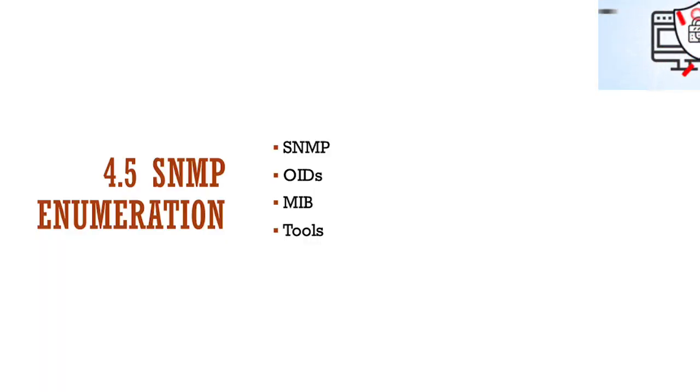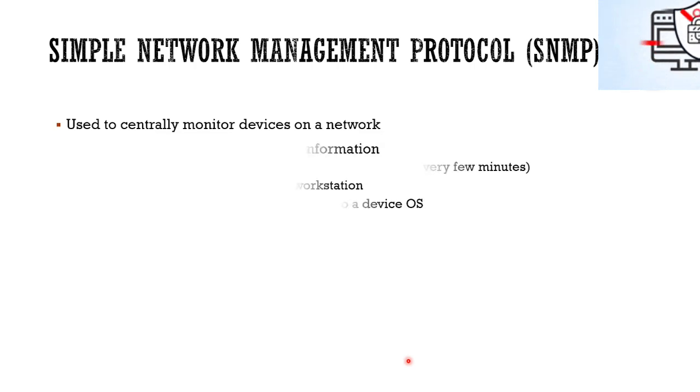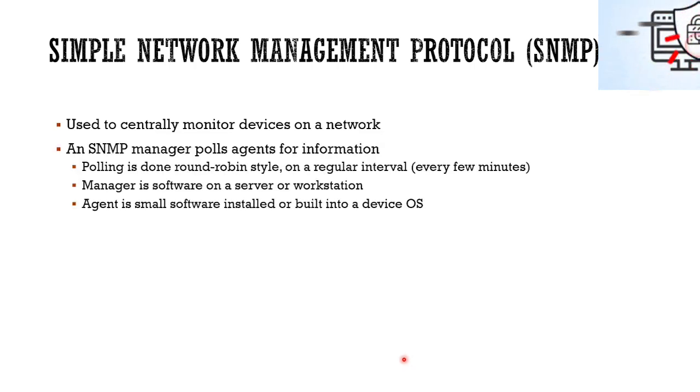Now let's talk about enumerating using SNMP, the Simple Network Management Protocol, and you can get lots of information from SNMP. Well, depends upon the device type. So SNMP has been around forever. It's used to centrally monitor all the devices on a network. You'll have this typically third-party software, the SNMP manager, and it'll go around and poll agents, which are little bits of software running on the various devices, and it'll poll them for information.